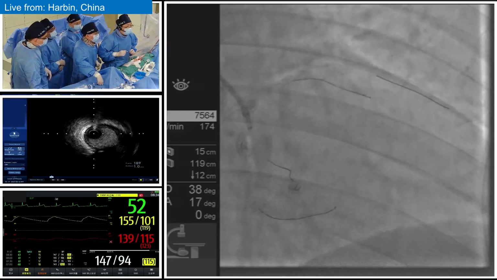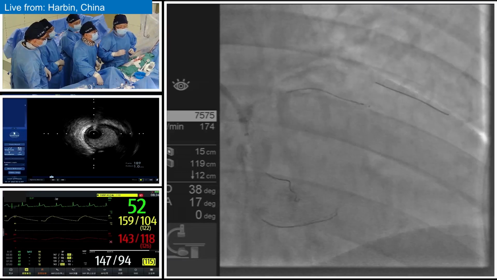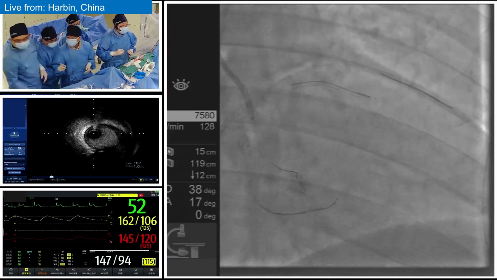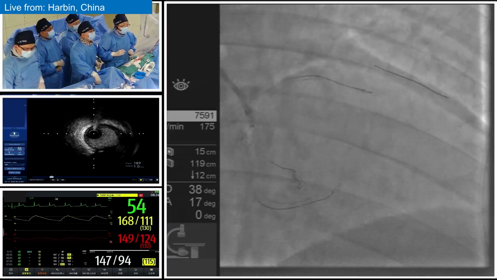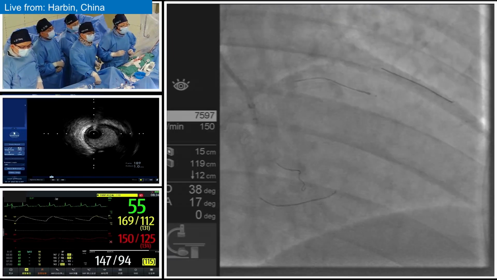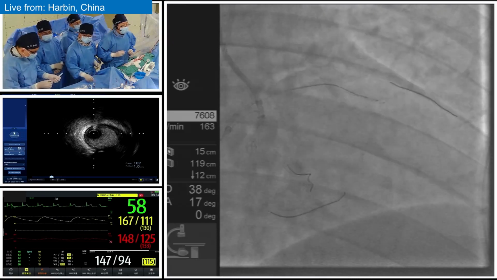It's highly likely that all these wires keep going into the subintimal space over a very long distance until the distal true lumen site, but you cannot re-enter the distal true lumen.